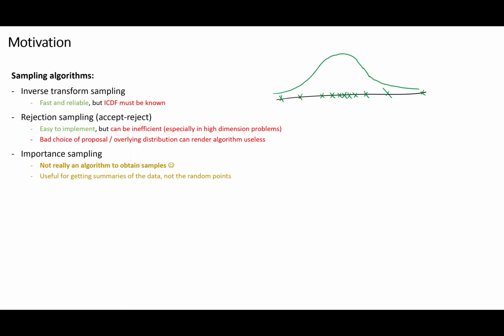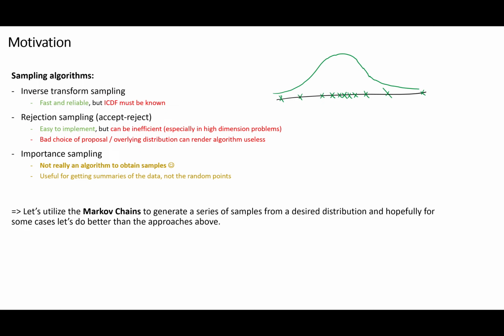And then importance sampling, it's a very cool algorithm, but it's not really an algorithm to obtain the samples, the individual points. It's more about improving on the integration and getting the summaries of the data. And now the question is, can we come up with some other approach to obtain the samples? And the answer is yes. What we will talk about in this video is how to utilize Markov chains to generate a series of samples from some desired distribution, and we will see whether we do better than some of these methods here.